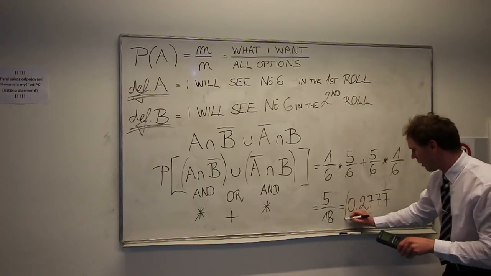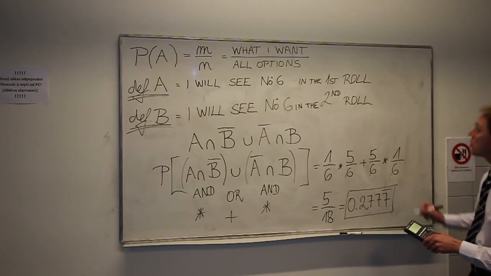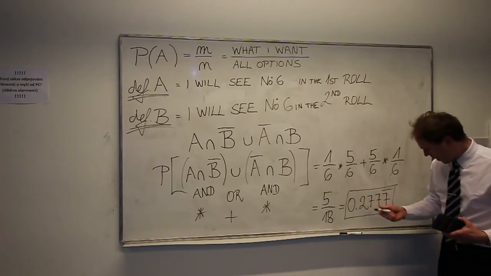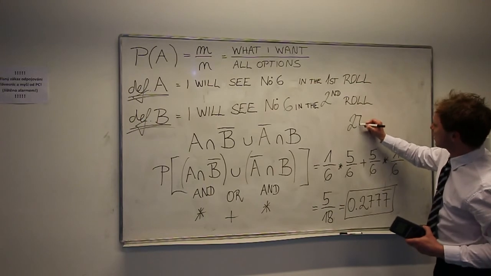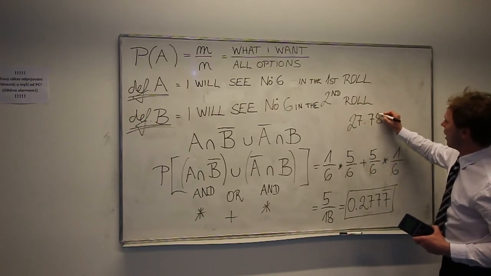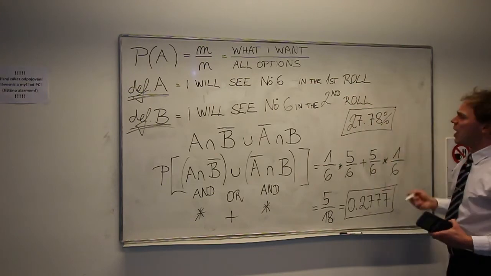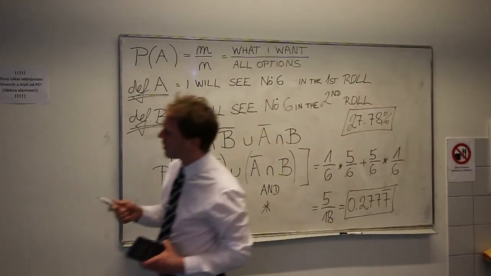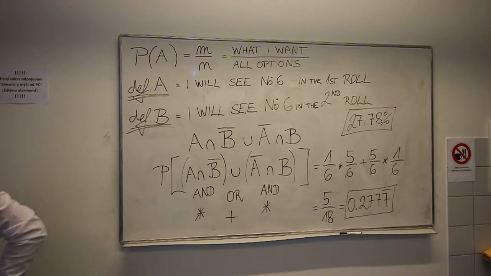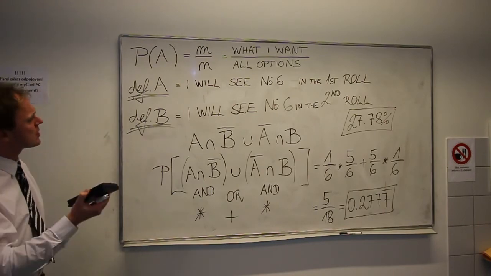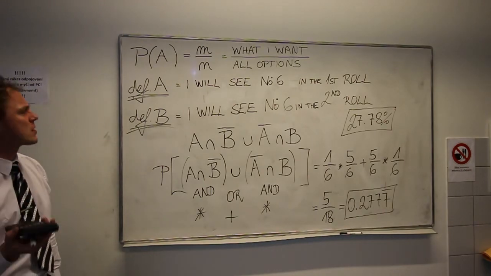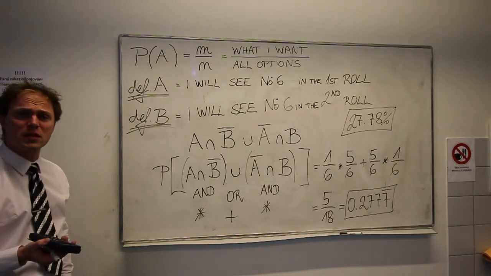0.2777 periodical, and this is possible to interpret in percent like 27.78%. Yeah, so this is the result, and this is the probability that during two rolls there falls number 6 exactly once, exactly 1 times.